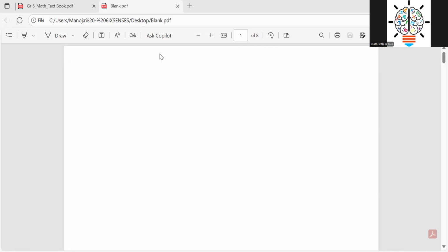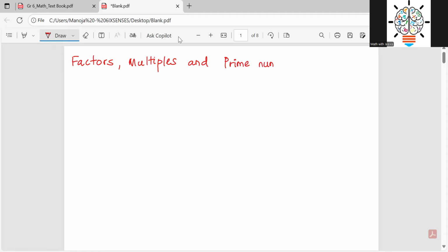So today I'm planning to start the lesson with a new topic. Take your theory books and write down the new topic in pink color. You can write it as factors, multiples, and prime numbers. I will explain these one by one. First, put the date and write down the main topic.